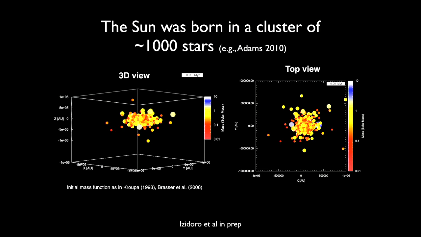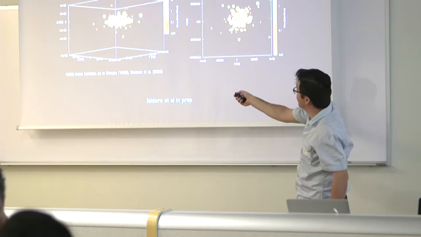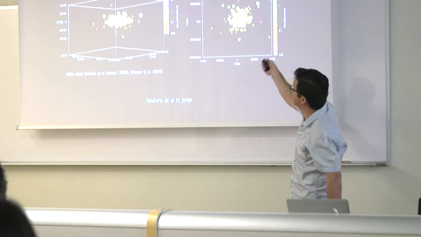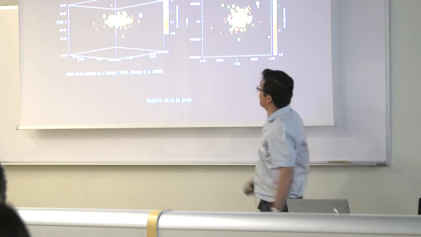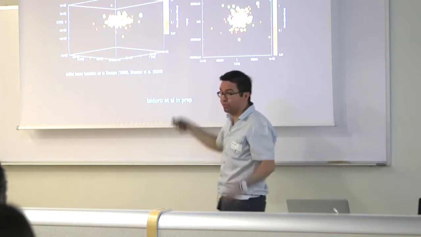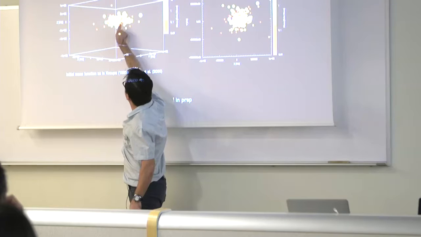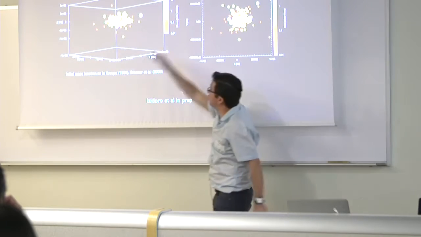The solar system was not formed alone. The Sun was not formed alone in the molecular cloud. It has many stars nearby. So what we did was to simulate a stellar cluster with the solar system inside. The solar system is here in the center of this stellar cluster. Each one of these points is one star, and the color shows the mass.